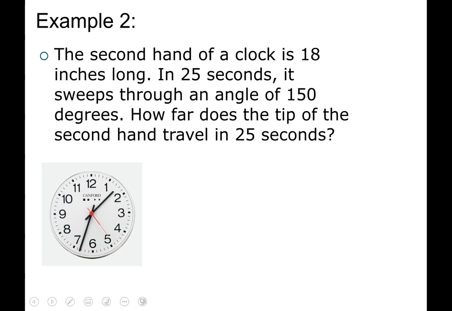How about something like example 2? The second hand of a clock is 18 inches long. The reason that's important is because the second hand of the clock is approximately halfway around the circle. So that's the radius. Okay, that's good to know. In 25 seconds, it sweeps through an angle of 150 degrees. How far does the tip of the second hand travel in 25 seconds?